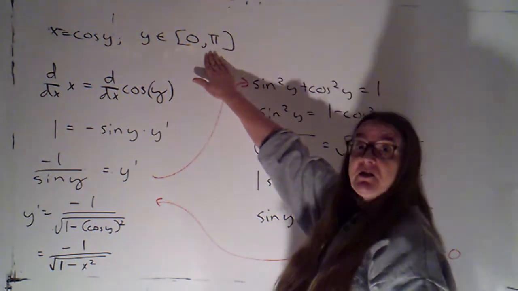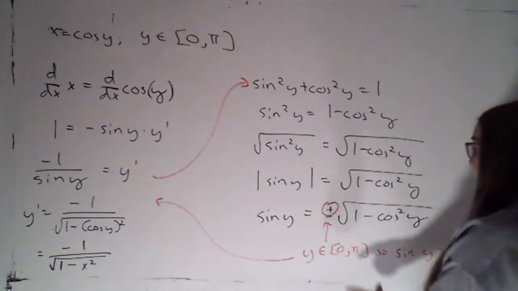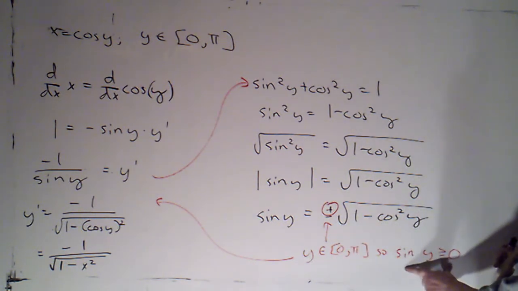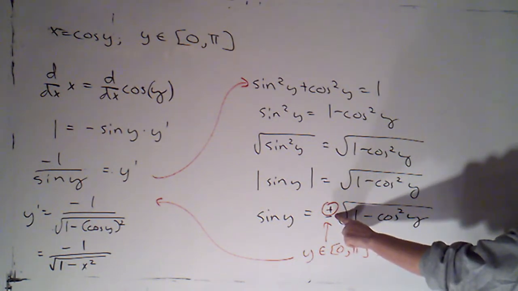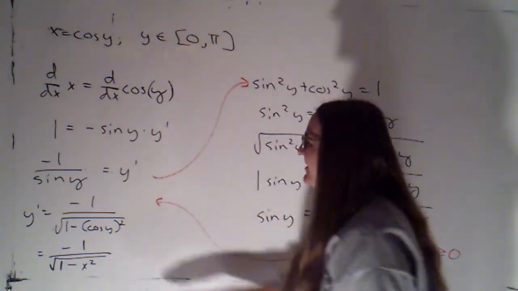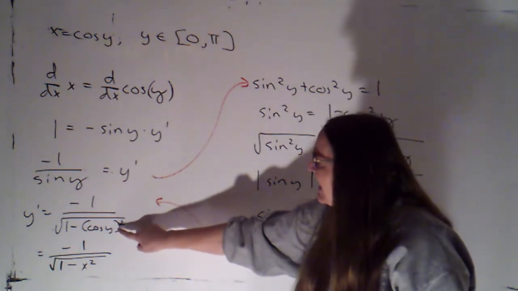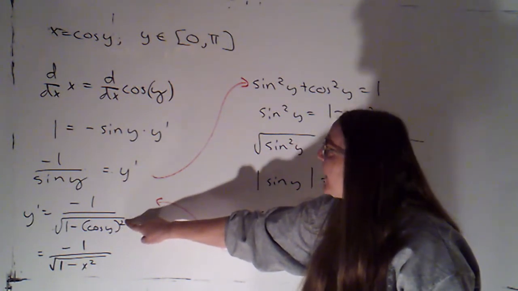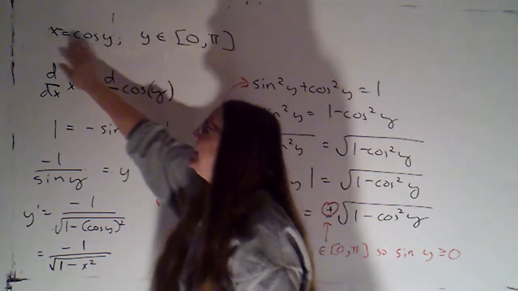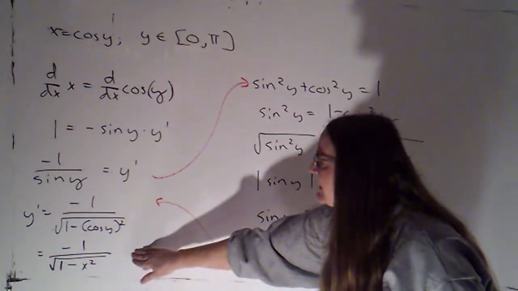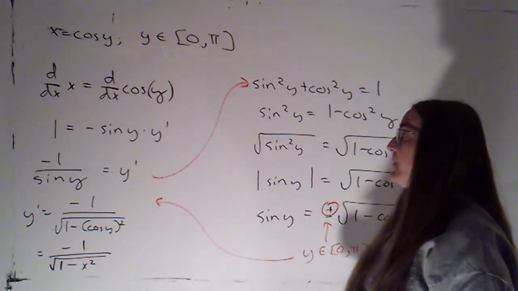So that's where I need to use this information. y is between 0 and pi. That corresponds to quadrants 1 and 2, and those are the quadrants where sine is positive. So I know that sine of y is bigger than or equal to 0, so I can say it's the positive square root. So then I can come back to this part of the board, and I can replace sine y with the square root of 1 minus cosine squared y. And I just sort of emphasize that's cosine of y squared, and cosine of y is x. That's what arc cosine means. Okay, so we get negative 1 over root 1 minus x squared.